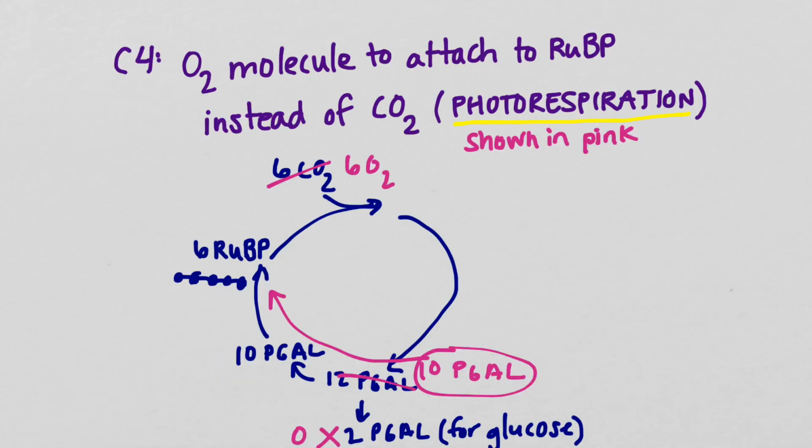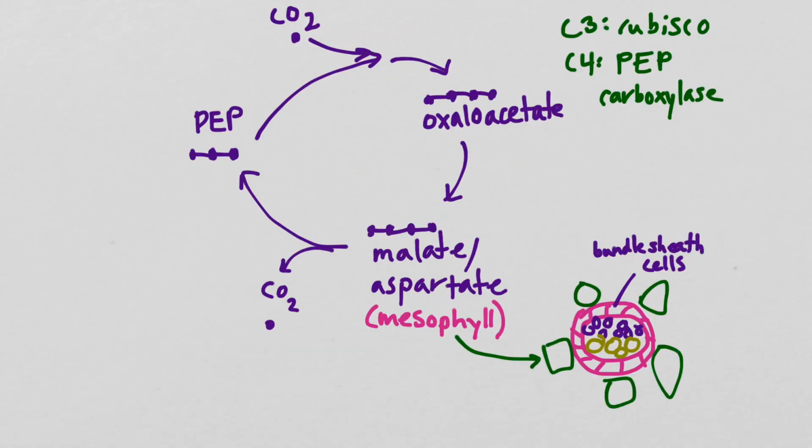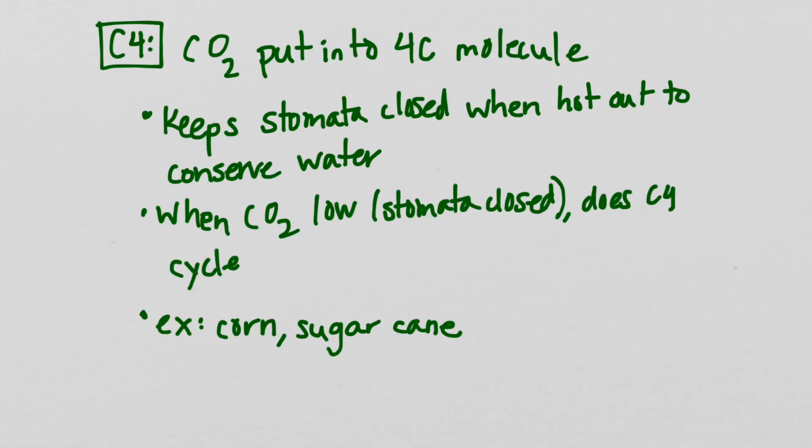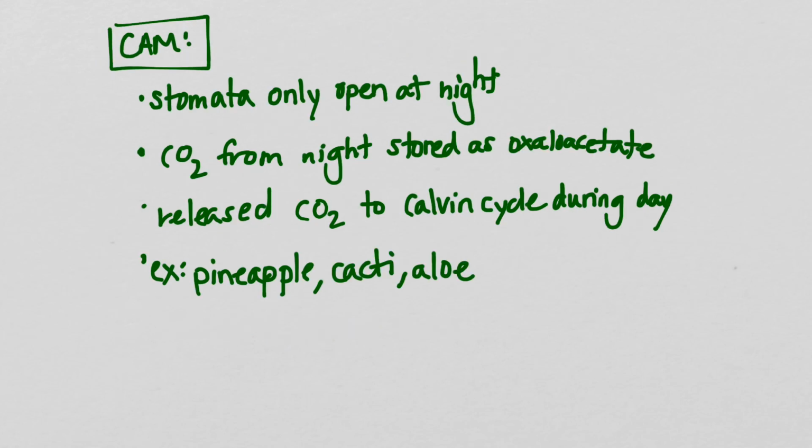The only difference between C4 and CAM plants has to do with when they are actually storing their CO2 and when their stomata is open, right? So the C4 plant will close its stomata whenever it's hot out, just so it can conserve its water. It doesn't depend on the amount of light. Versus the CAM plants, only at night when the sun is down will it open up and allow the CO2 in so that it can store it in the form of malate and oxaloacetate to utilize when photorespiration might be happening. And that's it for this screencast.